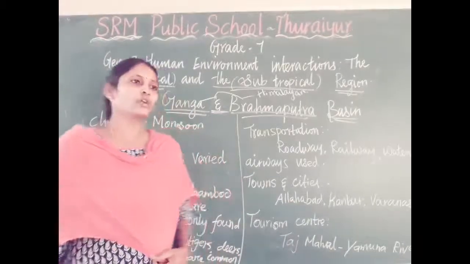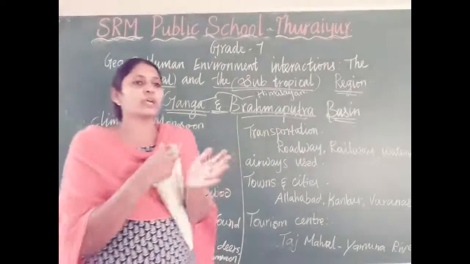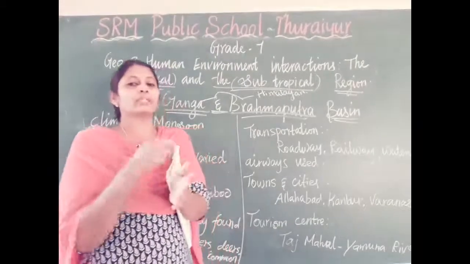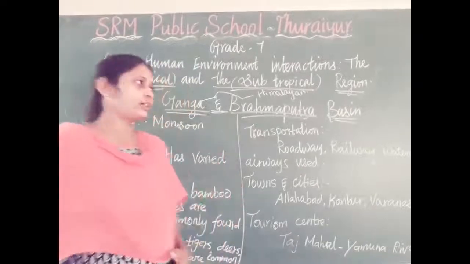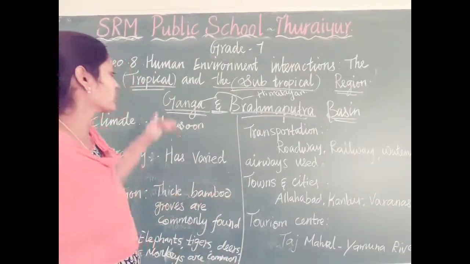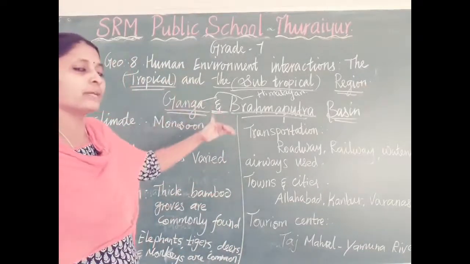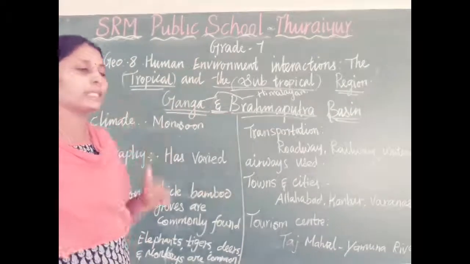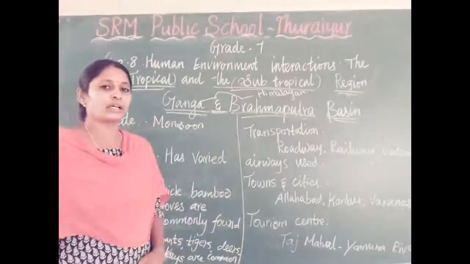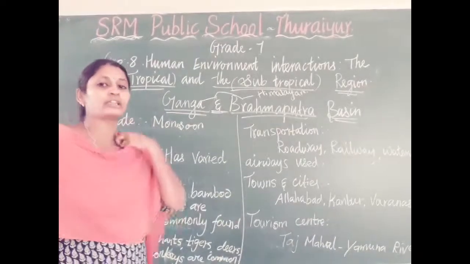Okay, so that river is called Padmavati. When the two rivers join and flow to meet the Bay of Bengal, that river is called the Padma river. Okay, so the Ganga starts in the Himalayan mountains and comes to India, and many tributary rivers join the Ganga river.